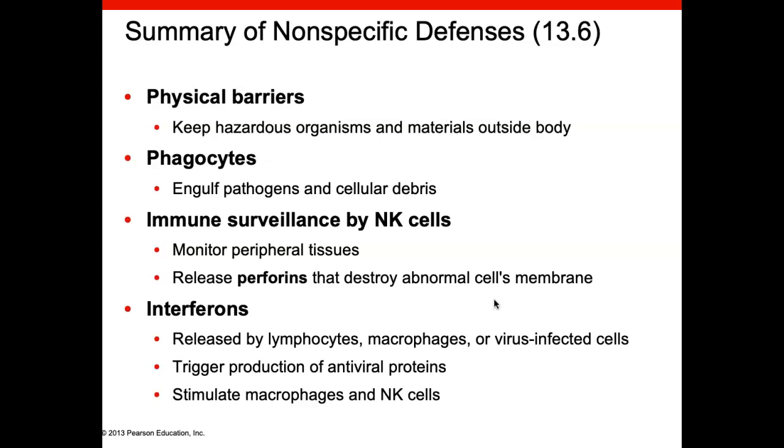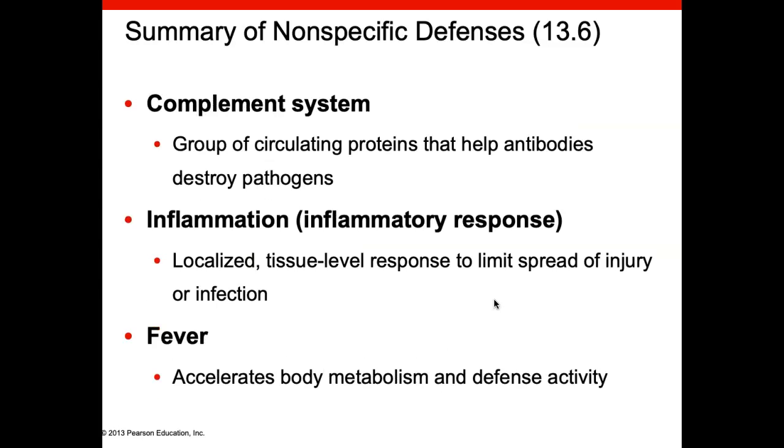The summary of nonspecific defenses includes physical barriers, phagocytes, and immune surveillance by natural killer cells that monitor the peripheral tissues, and these natural killer cells release perforins that actually poke a hole in the bad cell and kill the cell that way. Interferons are released by lymphocytes, macrophages, or virus-infected cells, and interferons trigger the production of antiviral proteins. They stimulate macrophages and natural killer cells.